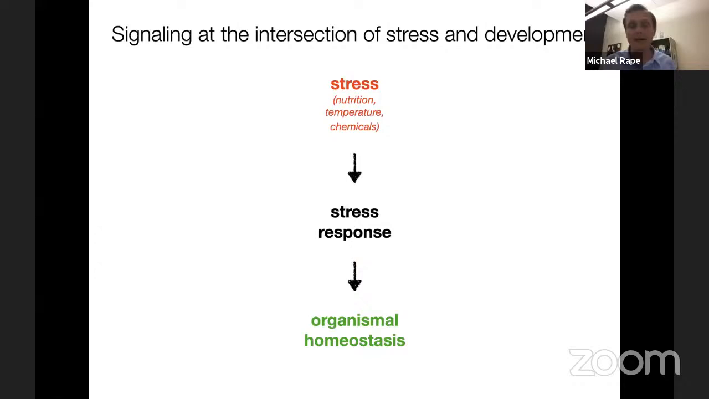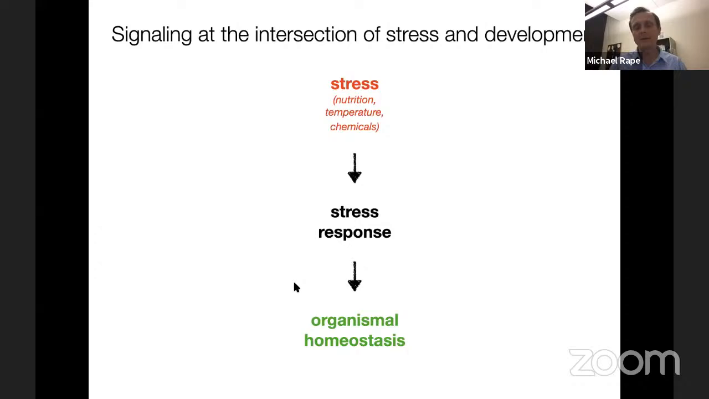We face a lot of adverse conditions, you know, limitations in nutrition, high temperatures, exposure to chemicals that can be detected by a stress response. They can be sensed. And then the stress responses basically set in motion signaling pathways that take care of these bad conditions and alleviate them. And through this, they really ensure organismal homeostasis.